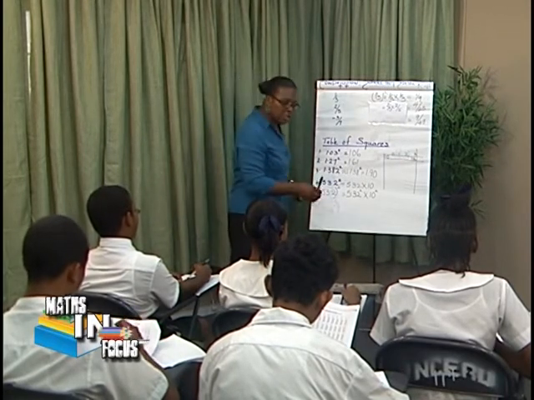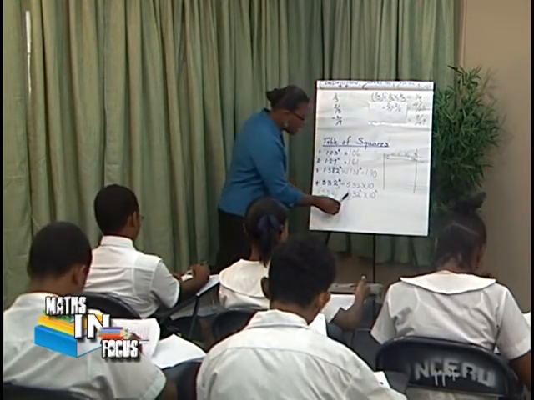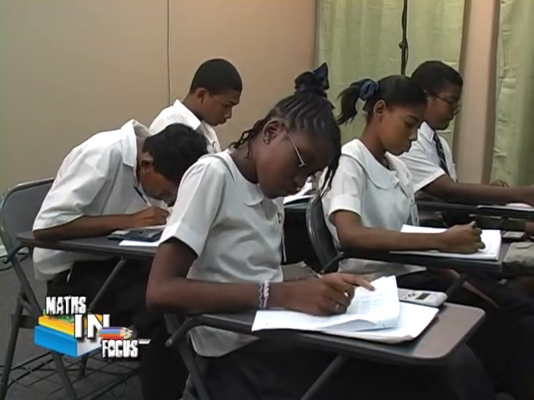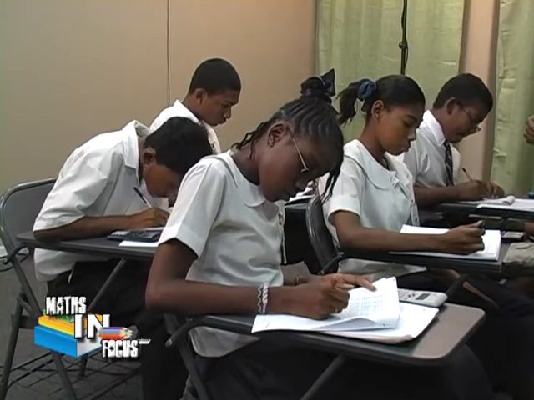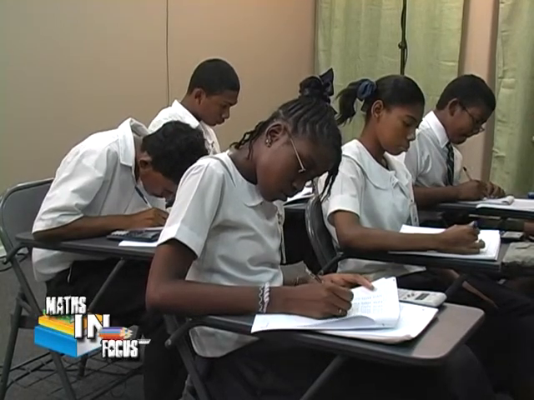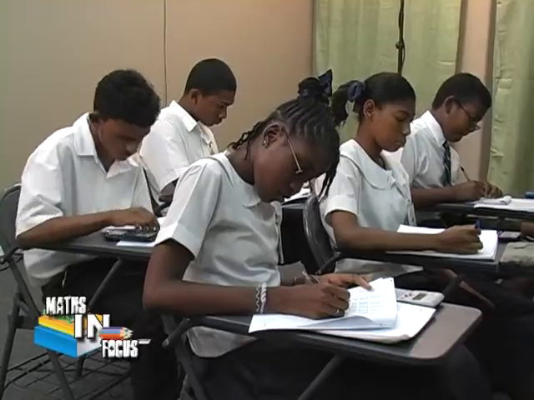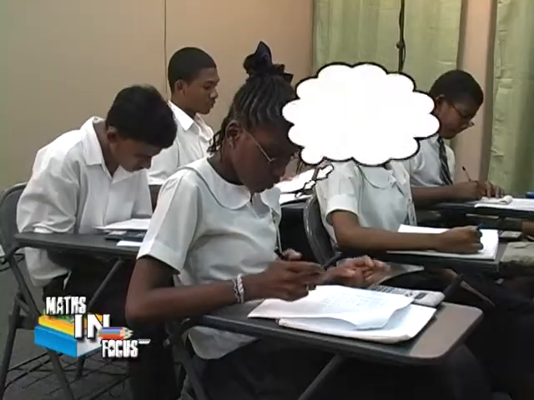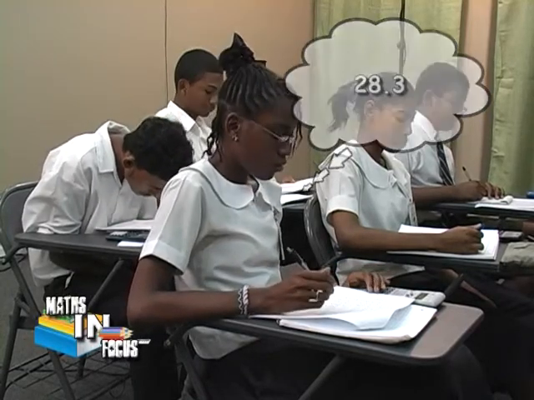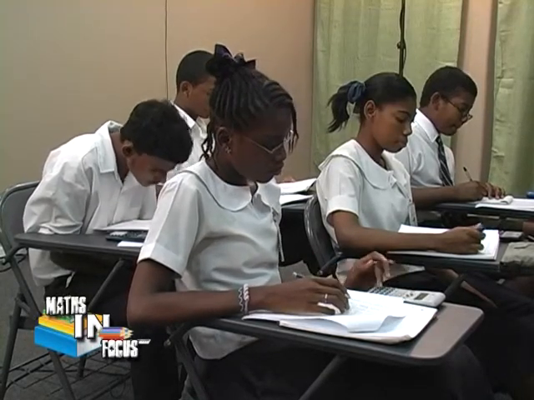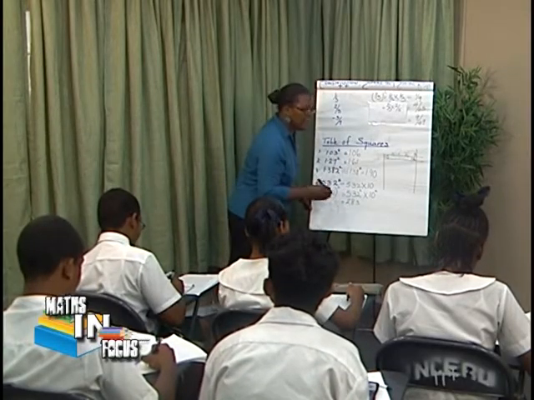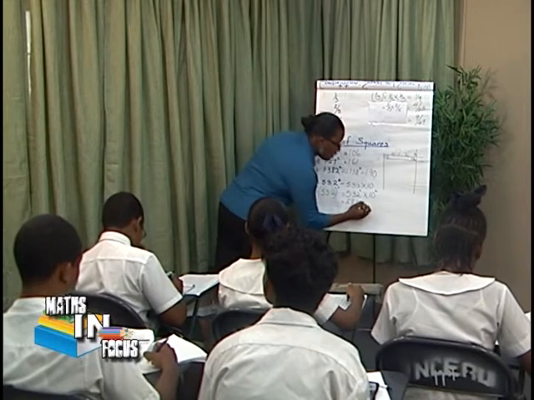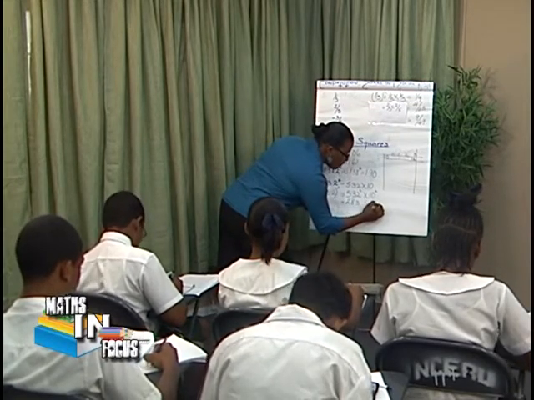Now I want you to go to your table and find 5.32 squared. Good. When we square 5.32, what did we get? 28.3. 28.3. Now remember, 10 squared would be 100.